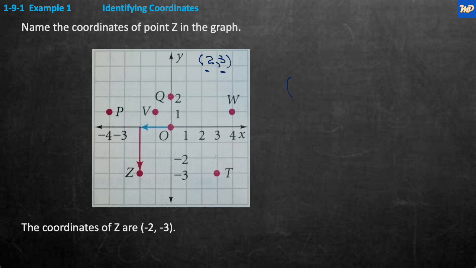So we're going to go down here and we're going to find Z. And from the origin, Z is to the left 2. It's down here. Here's Z. It's to the left 2, which is -2. So we're going to write that down here. I'm going to say -2, comma, and it's down 3. Down is negative. -3. So there's the named coordinates. And down here it says the coordinates of Z are -2 and -3. Okay? Good.